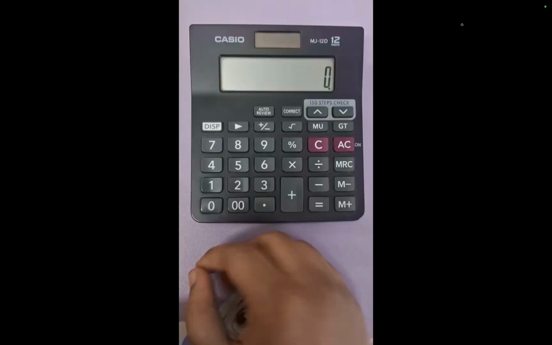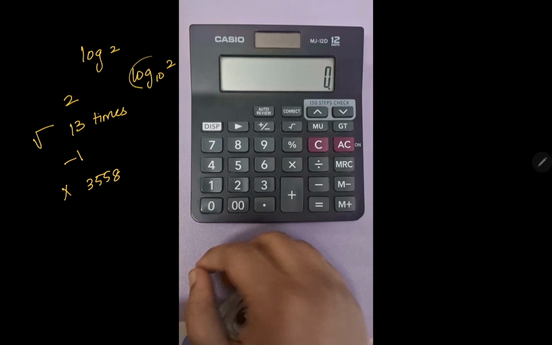Now we are going to see how to calculate logarithm in calculator. For example, if you want to calculate log 2, first you have to enter the number 2 in the calculator, and then you have to press the square root button. Now you have to press it 13 times. After that you will get a value. You have to subtract 1 from it and then multiply by the constant number 3558. For calculating any value of log, this is the procedure, but the log base should be 10. If the base is 10, you can use this method to calculate the logarithm. If the base is some other number, you cannot use this method.